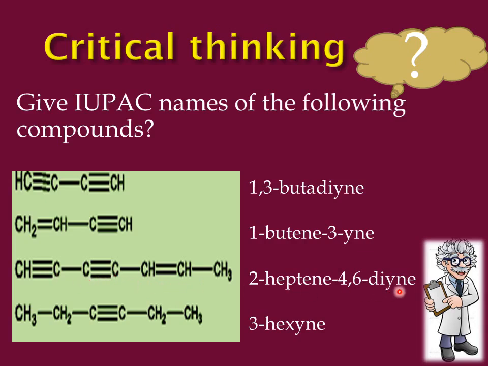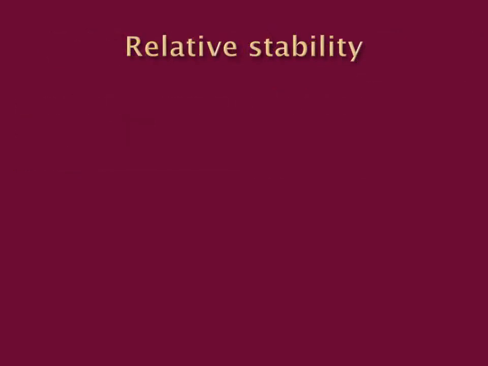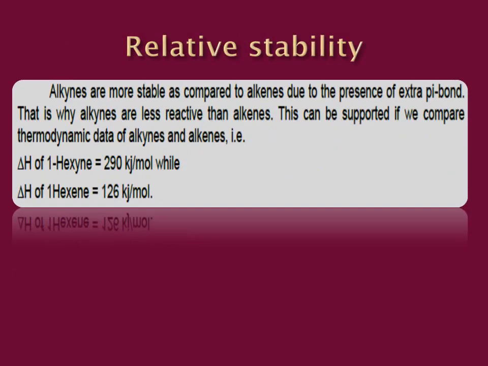Students, let us study the relative stability of alkenes and alkynes. Alkynes are more stable as compared to alkenes due to the presence of an extra pi bond. That is why alkynes are less reactive than alkenes. This can be understood if we compare the thermodynamic data of alkynes and alkenes. The delta H for 1-hexyne is 290 kilojoules per mole, while that of hexene is 126 kilojoules per mole. Remember that we are taking the same number of carbon atoms. The only difference is the double bond and the triple bond.